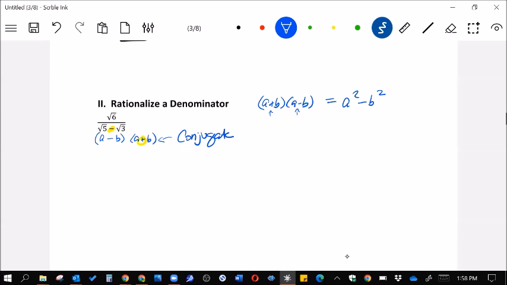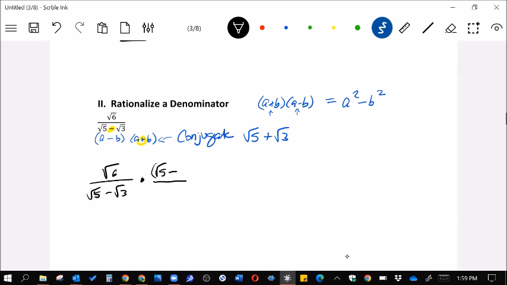which is the opposite sign binomial, here would be square root of 5 plus square root of 3. So I'm going to rewrite this, square root of 6 over square root of 5 minus square root of 3, and I'm going to multiply by the number 1. That looks like 1 to me. Same thing on top as on the bottom. But now, as a result, I can do some multiplying.